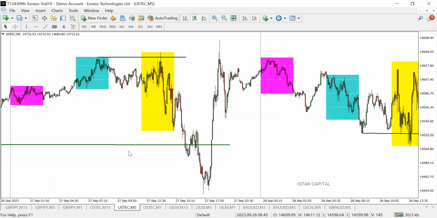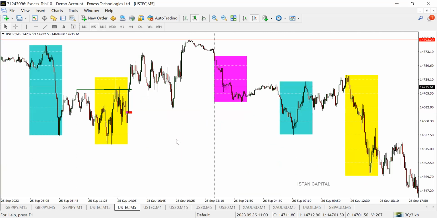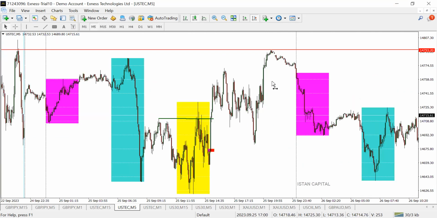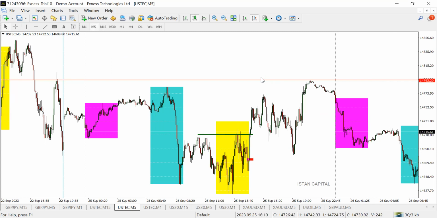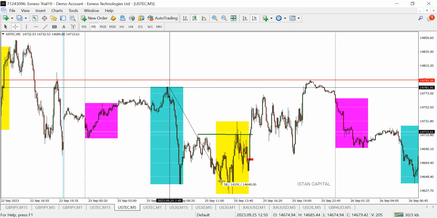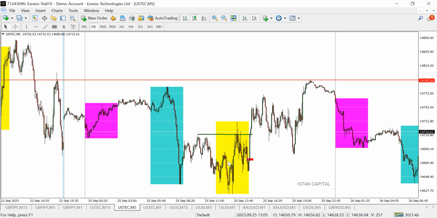25th of September. All right. So NasDaq. This is Monday. So NasDaq, let's count the levels of drop. 140, 150. 3 levels of drop. 50, 50, 50. 3 levels of drop.